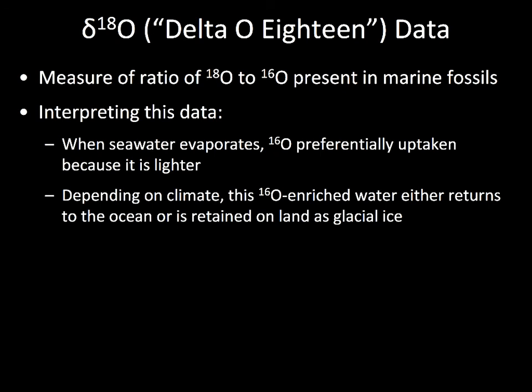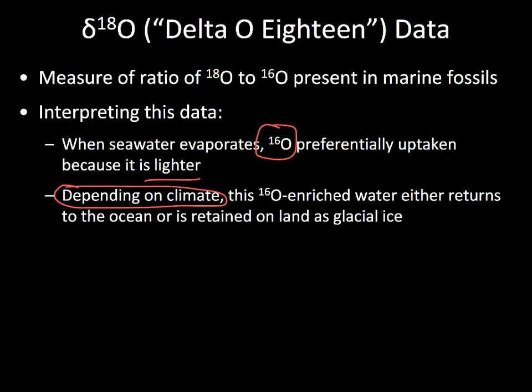So to explain how this data is utilized, I want you to think about an ocean and seawater evaporating from that ocean. The oxygen content in that water vapor is preferentially oxygen-16. Oxygen-16 is the lighter of the oxygen isotopes. There are two pathways for this oxygen-16 rich water vapor, and the pathway that is chosen depends on the climate.